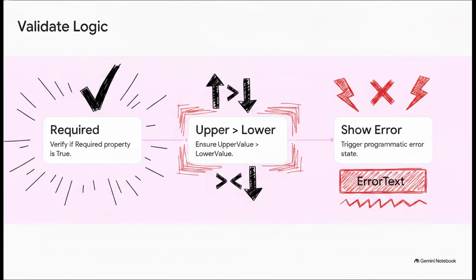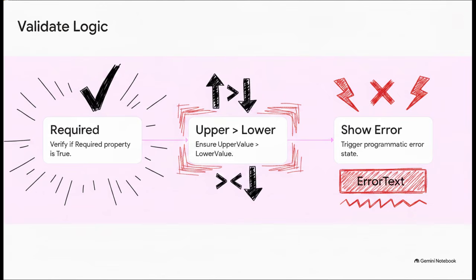I literally love it when a component does the heavy lifting for you. When your app is ready to submit a form, you just call the slider's internal validate method. It systematically checks a few crucial logical steps all on its own. First, it verifies if the component is marked as required. Then it physically checks that the upper value is strictly greater than the lower value.